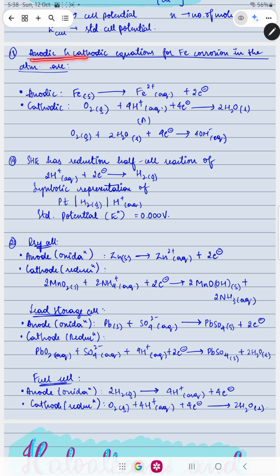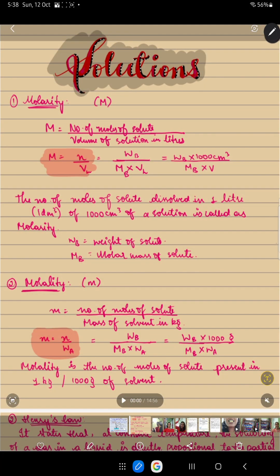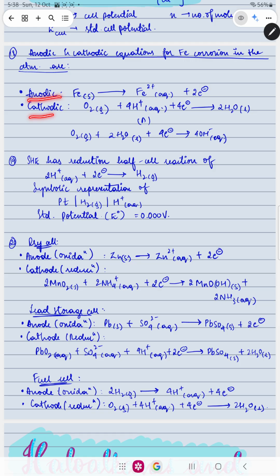The next question is anode and cathode equations for iron corrosion in the atmosphere. ATM means atmosphere. Anodic, cathodic. Anodic, Fe solid. Anode means removal. एनोड पे ऑक्सीडेशन होता है, सो रिमूवल ऑफ इलेक्ट्रॉन्स, Fe2 plus. कैथोड पे reduction, addition of electrons, like that. Oxygen plus water, let's see, you'll get this.